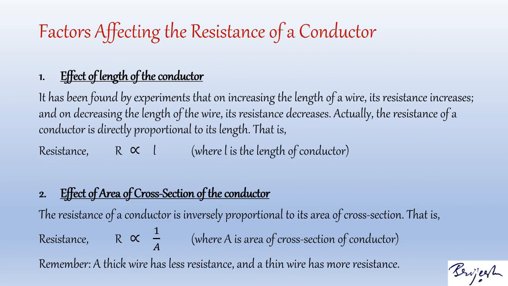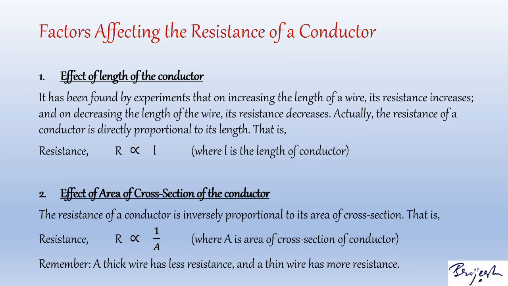Let us understand what are the factors that affect the resistance of a conductor. The electrical resistance of a conductor depends on the following factors. First, length of the conductor, area of cross-section of the conductor, or thickness of the conductor, you can say. Nature of material of conductor, and finally, temperature of the conductor. So first, we'll go one by one, we'll understand one by one.